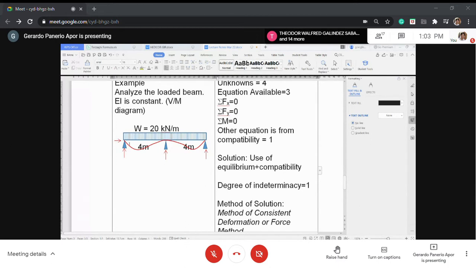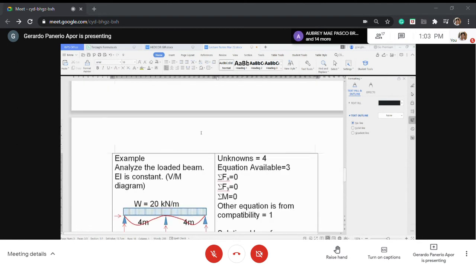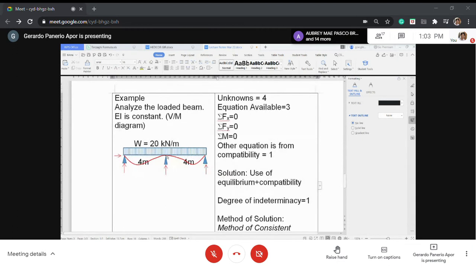So ang akong approach ani is to make this structure simple. I-remove nimo ang tunga para mahimo siyang simple beam. So kung i-remove nimo ning tunga, unsa ang mitabo sa structure, ang iyang deflection.